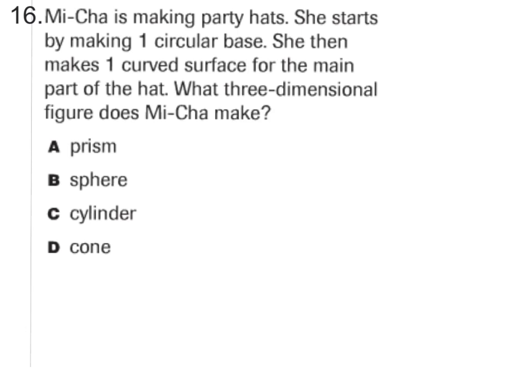For number 16, it says, Mi Cha is making party hats. She starts by making one circular base, and then she makes one curved surface for the main part of the hat. What three-dimensional figure does she make? Go ahead and press pause now and pick your choice. Okay, boys and girls, for this one you should have said a cone, because remember, a cone has a circular base, and then it has one curved surface that comes to a vertex point. All right, let's move on.